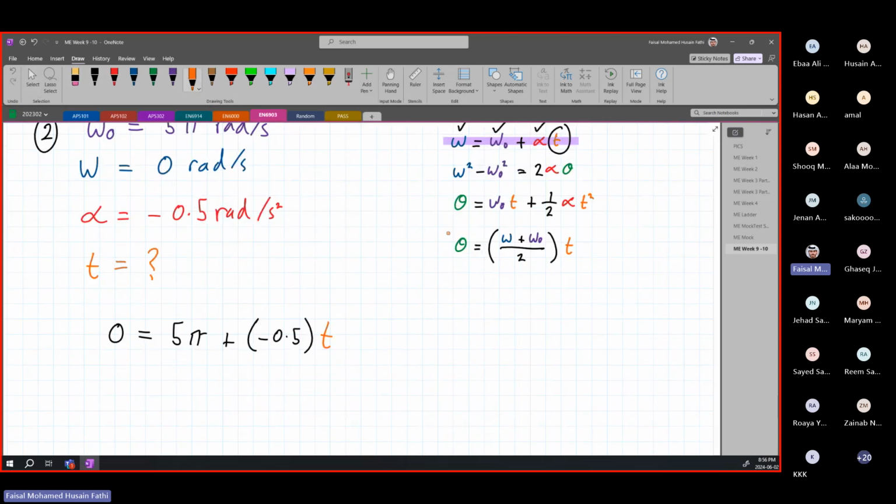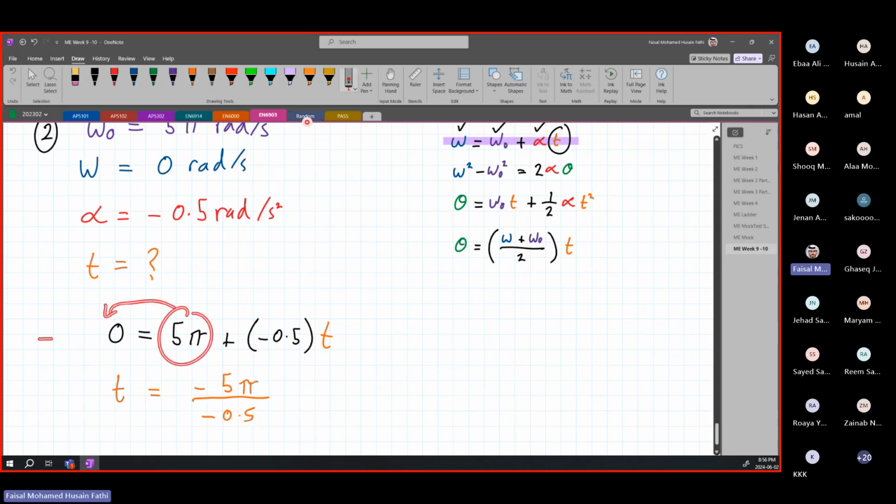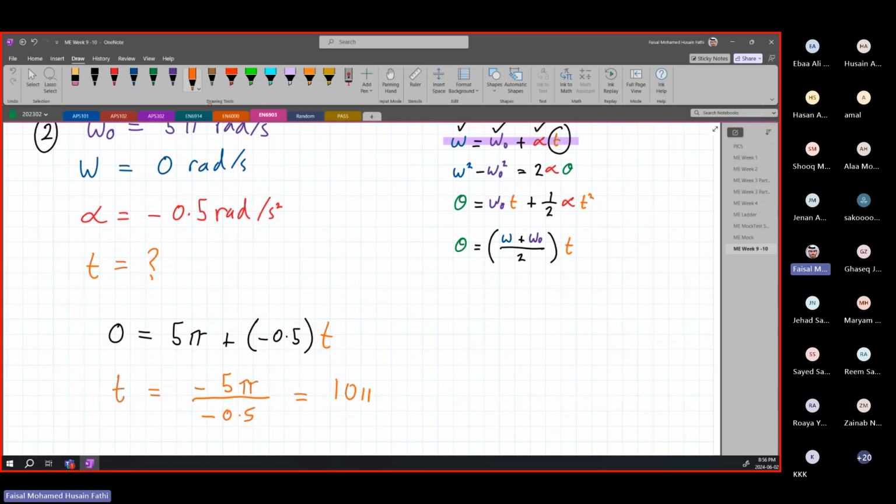Okay? So now we just have to solve for time. Time is going to be equal to minus 5 pi divided by minus 0.5. All I did was take this to the other side, it becomes minus 5 pi, and then divided both sides by minus 0.5 so that this will cancel with the 0.5 under it. This is just basic algebra. I'm not going to go through the steps all the time. So this is going to be equal to 10 pi.